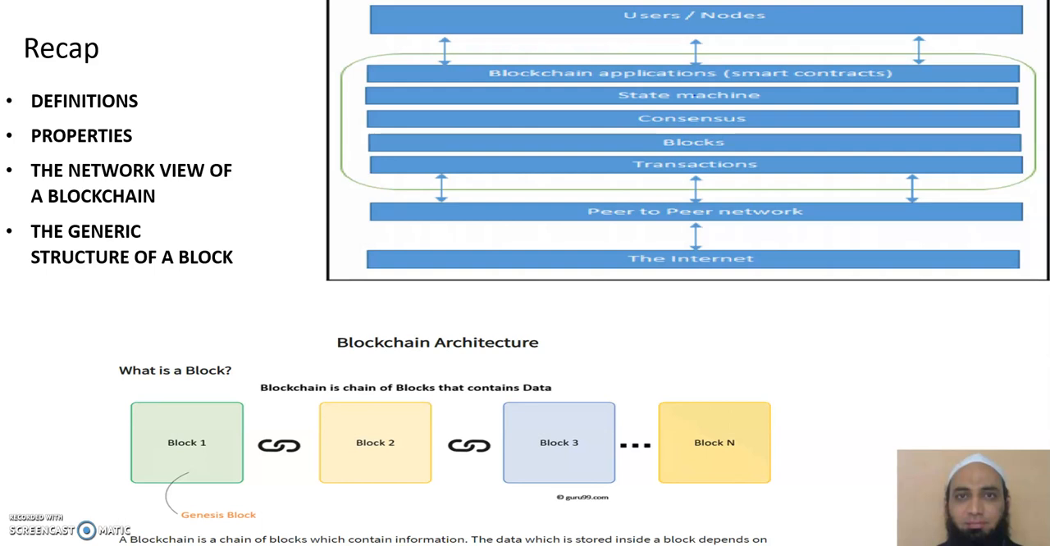What did we learn? We learned the various definitions of blockchain technology, the various properties, and we also saw the network view of blockchain, how it looks from the users, the nodes, the state machine, consensus, blocks, and the various transactions, how they are connected in a distributed manner in a peer-to-peer network over the internet. This is all we learned in the last class. We also learned the generic structure of a block. Since the first class we have been seeing this block diagram. There are various blocks, and these blocks contain the information.